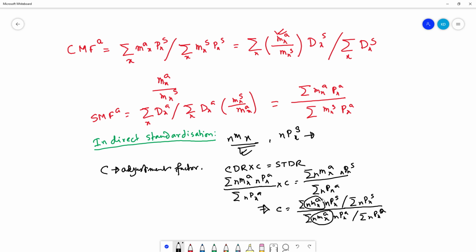So we replace this nmxa by nmxs because we assume that this is known for the standard population. Then it should be nmxs npxs by summation npxs by summation nmxs, that is, I want to say, I write this thing.